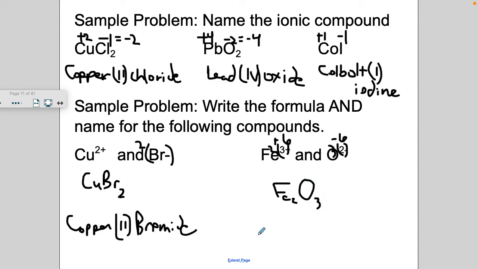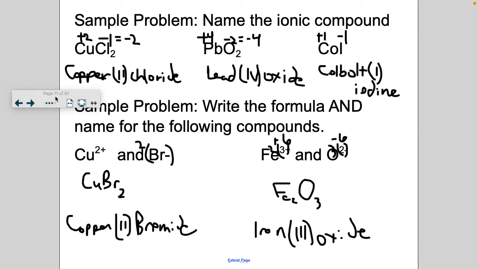And when I go and name this, it's iron. And then I take a look at the charge on this. It's a +3 charge. So Roman numeral 3, and then oxide. So I know that is a common mistake in chemistry. They think the charge is the subscript. No. The charge is the Roman numeral, and then how many times you have to multiply it is the subscript.